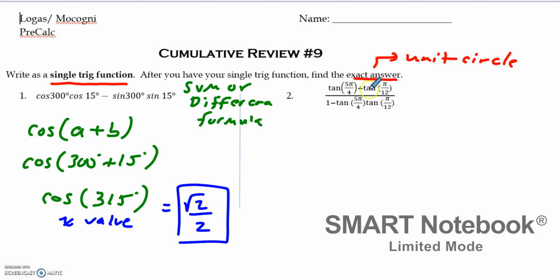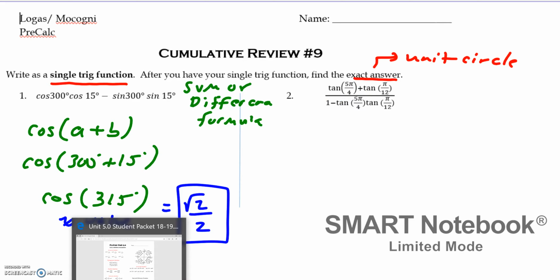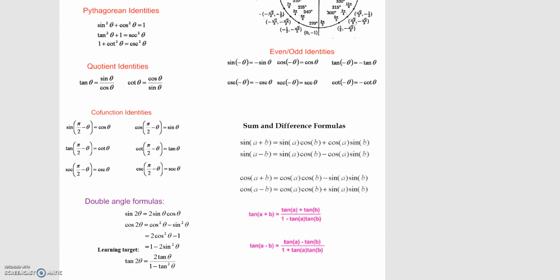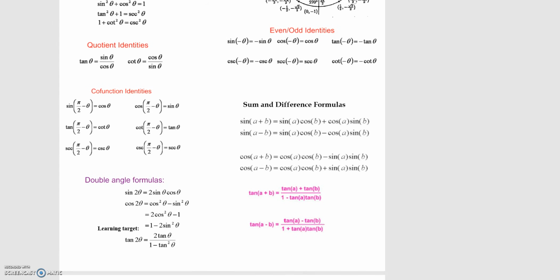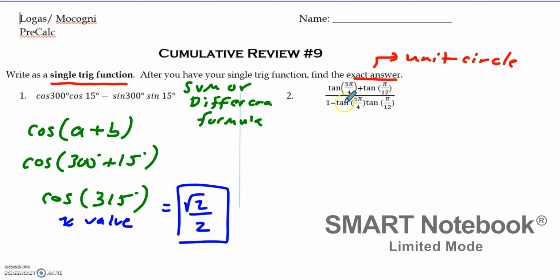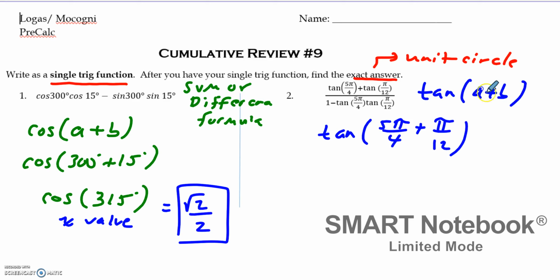Number 2 initially looks more complicated, but if we'd like to take this from a crazy situation to a single trig function, my eye again goes to a sum or difference formula because I have both a sum and a difference. If I look at my reference sheet again, I have a plus on the top and a minus on the bottom. Whenever I have a plus on the top and a minus on the bottom, that is really the same as tangent of a plus b. So this is the same as tangent of the first angle, 5 pi over 4, plus the second angle, which is pi over 12. Above that, I'll write a note that I'm using the identity tangent of a plus b.